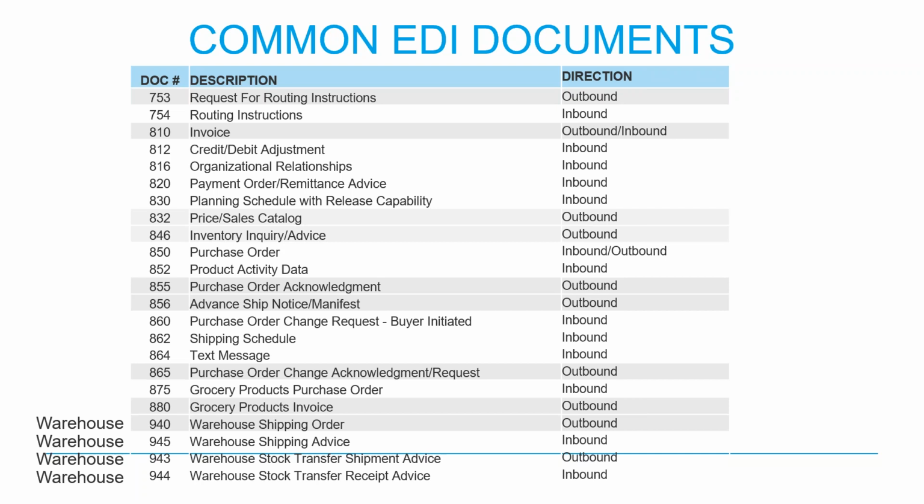Finally, the warehouse documents are used by companies to communicate with their third-party logistics suppliers, which are your 3PL or outsourced warehouse. The 943, 944 documents are used between the company and the warehouse when transferring stock between locations. The 940, 945 documents are used to tell the warehouse to ship stock to a trading partner and then inform the company that the stock is shipped. There are a number of additional EDI documents that aren't listed on this slide as they're not required as often.